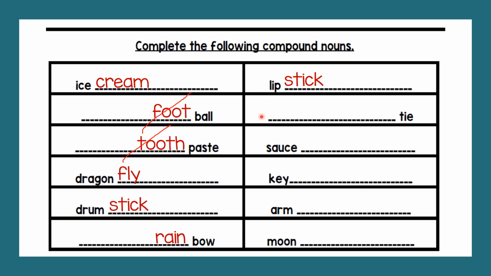Next, something to add in front before the word tie. Boys, you wear this with your school uniform. What is this? You wear this around your neck. It is a necktie. Another tick if you got that correct.